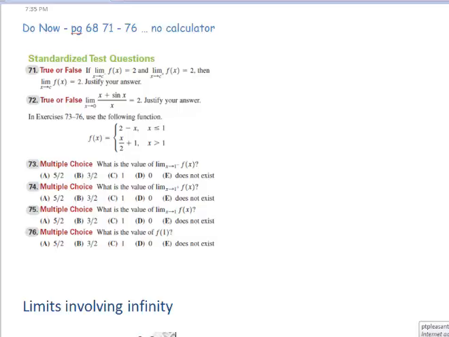This is a video recap of the other day in class where we were working on limits involving infinity. We first started out the class with a do now where we worked on these standardized questions 71 through 76. If you were not in class, you should try to give these problems a try. I had the students work on 71 and 72 and then we discussed them.